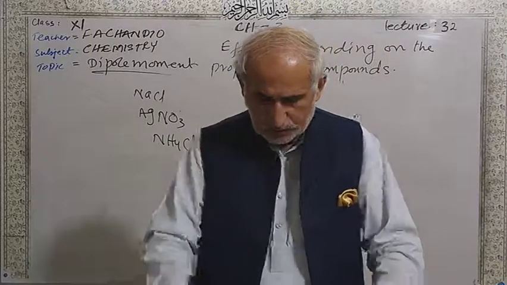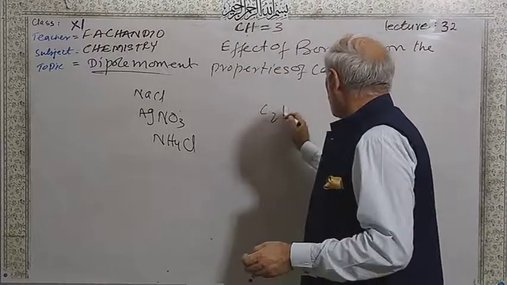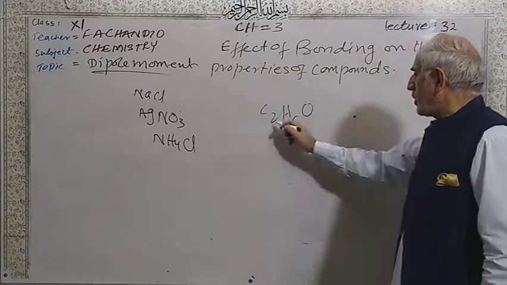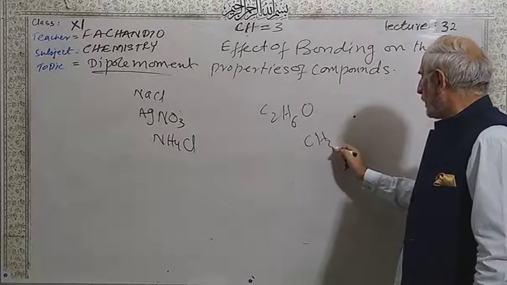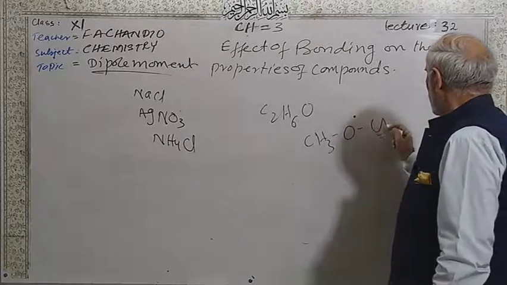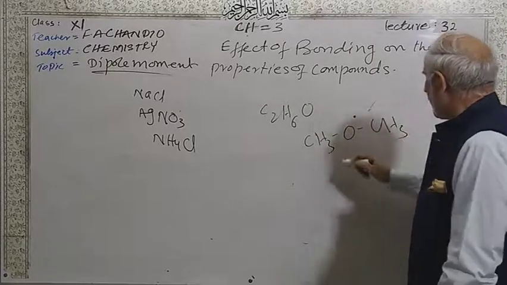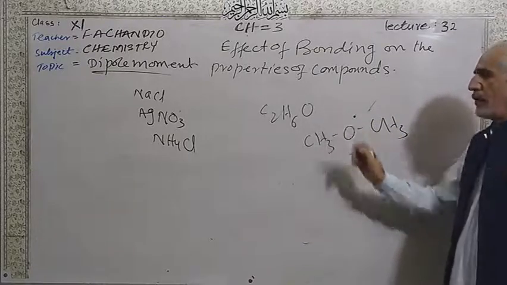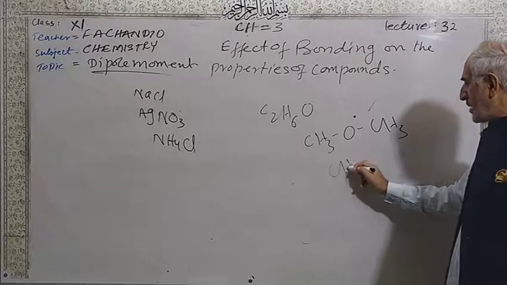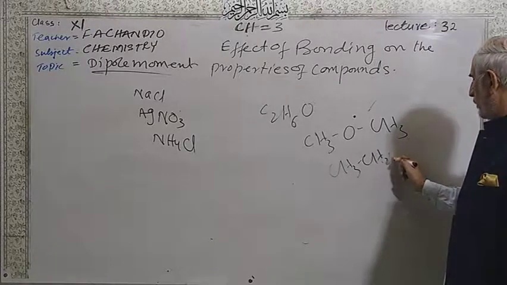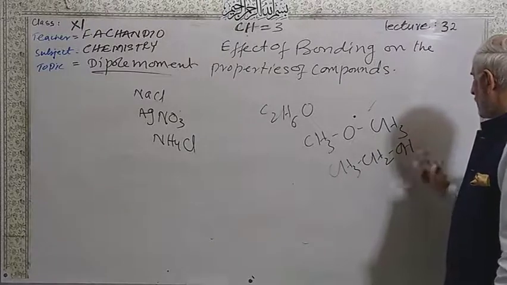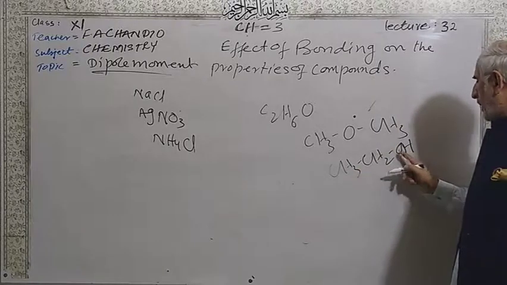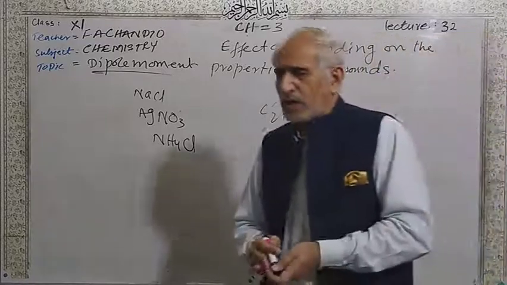Isomers: C2H6O is a molecular formula. You have done the functional groups. One possibility is that it forms an ether, dimethyl ether, with 2 carbons, 6 hydrogens, 1 oxygen. The second possibility is that it forms ethanol. These are the isomers. So there are 2 isomers with different functional groups.